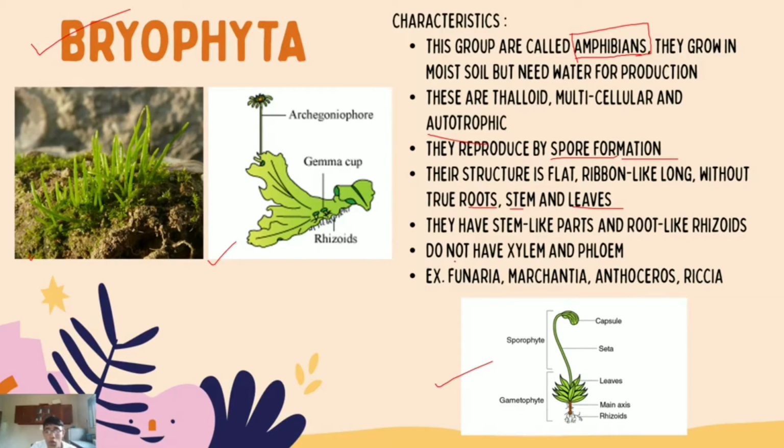Another characteristic, they do not have xylem and phloem. So what is xylem and what is phloem? Xylem is the tissue present in plants which helps them to carry water. And phloem is the tissue which helps the plant to carry food. Xylem helps plants carry water and phloem helps plants carry food to their cells.